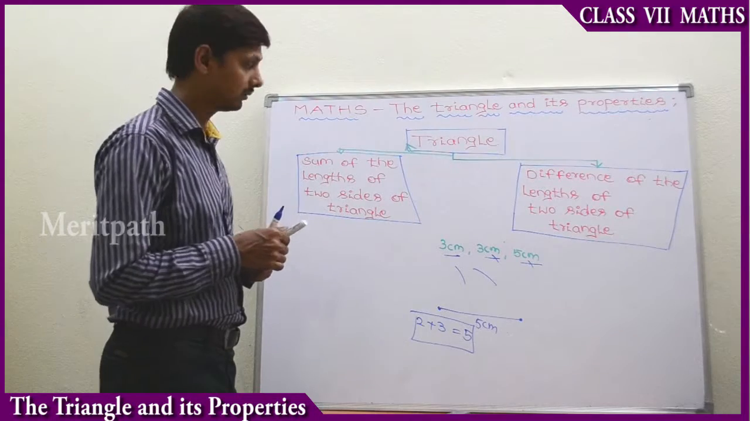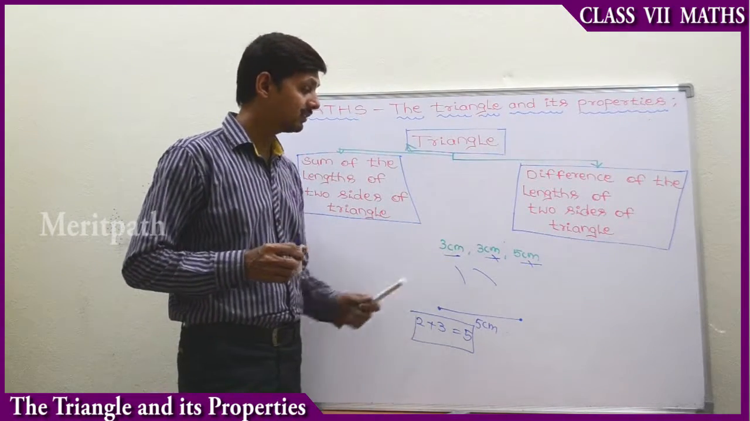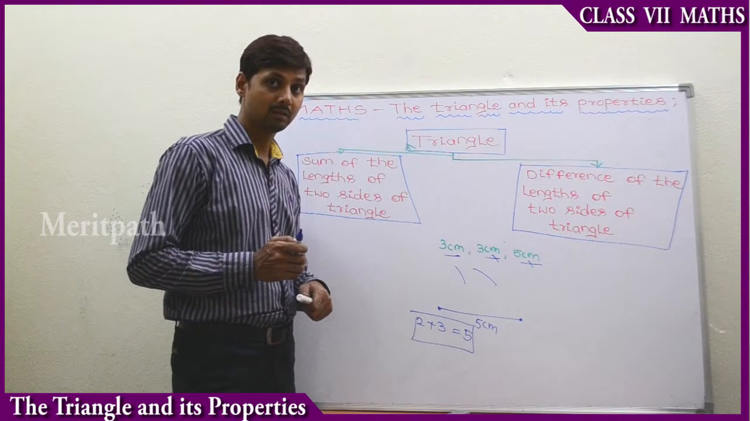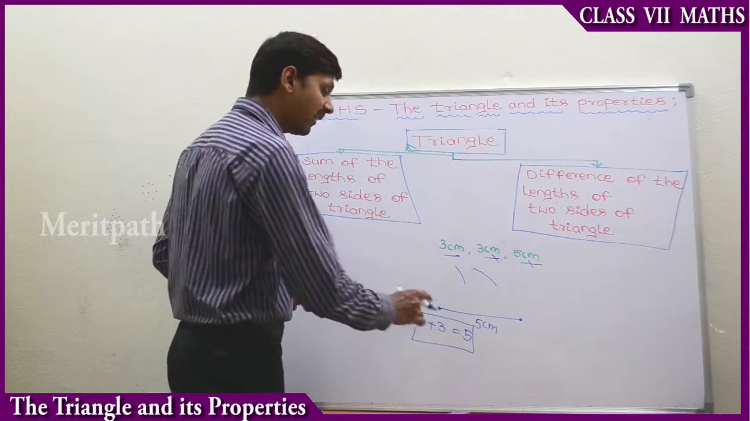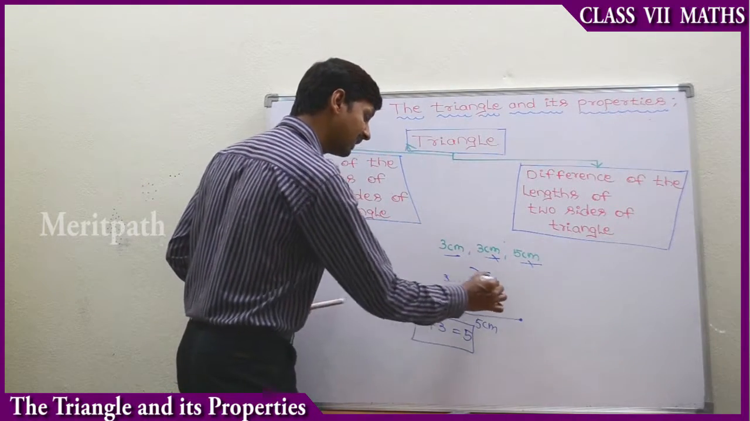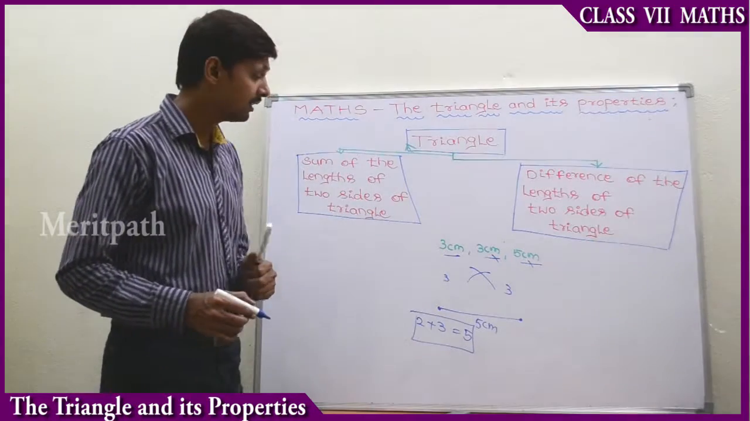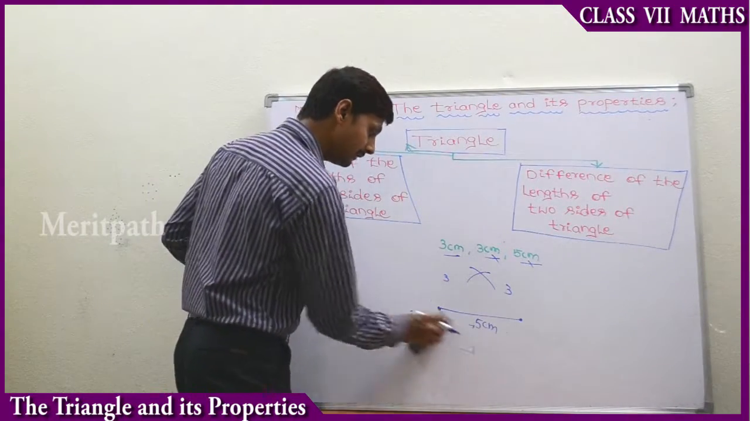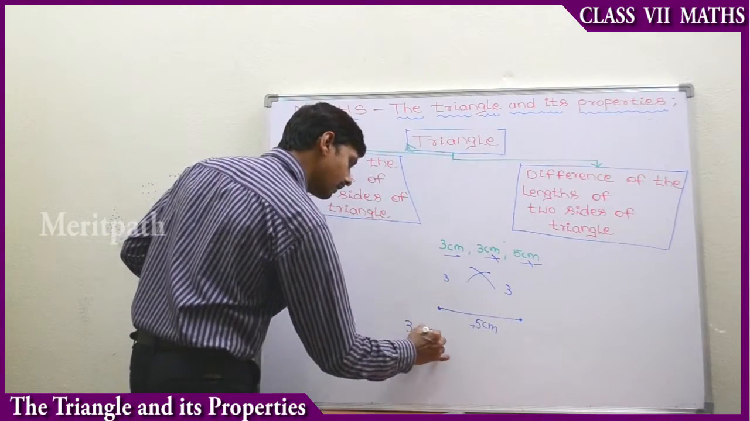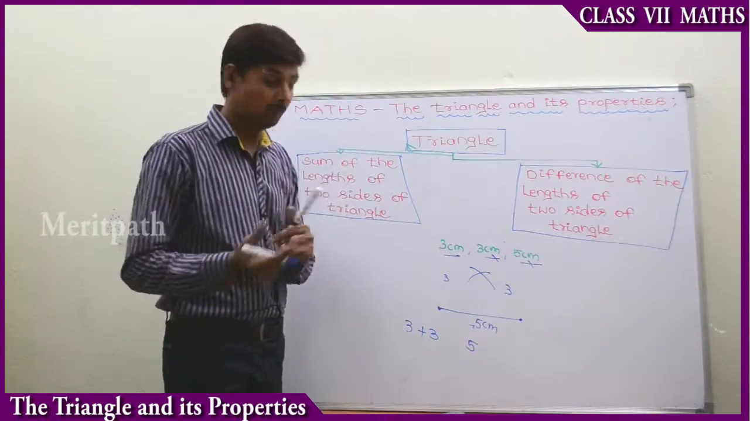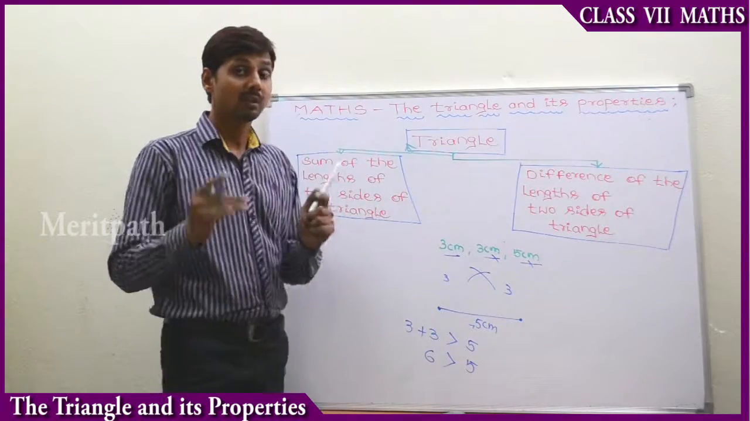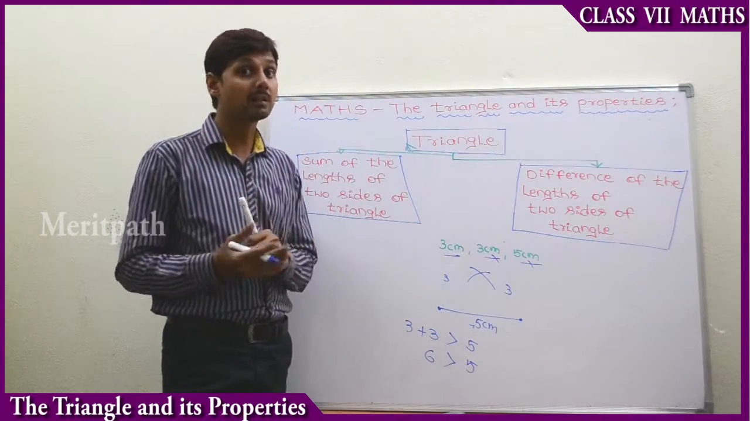Now let's observe. When we take 3 centimeters and 3 centimeters, we can construct this triangle, because 5 centimeters we have taken, and the other two are 3 centimeters each. Both will join. The concept behind it is that if we take two sides, 3 plus 3 is 6. It's not equal to 5, but it's greater than 5. So the sum of two sides is greater than the third side.